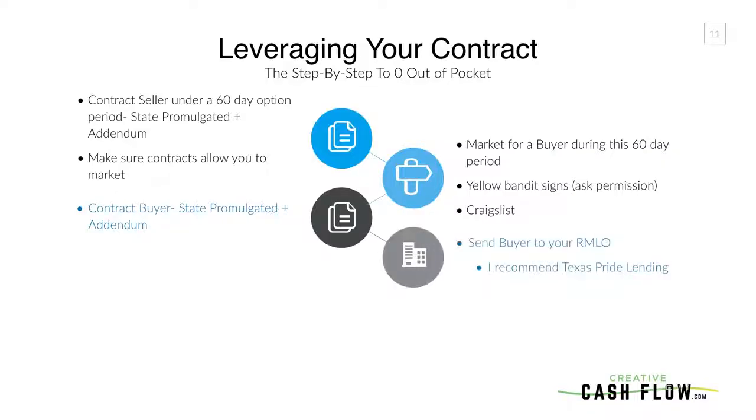Once you contract that buyer, you are going to send that buyer to your RMLO, your residential mortgage loan originator. Okay, this is going to be what keeps you in compliance with Dodd-Frank and all the state, local, and national laws that go along with being a lender. Now, I founded Texas Pride Lending. So obviously I know how they run, I know how they operate, and I've trained the people that were there to work in the way that I know works for owner financing. So therefore, I'm going to recommend Texas Pride Lending. I sold that company a couple of years ago, so I no longer am involved with it, but I know what they're doing and I know they do things the right way.